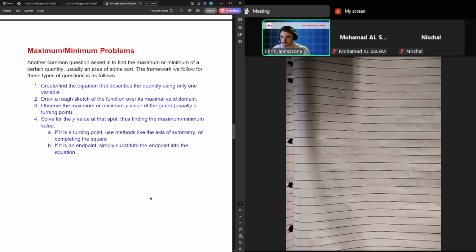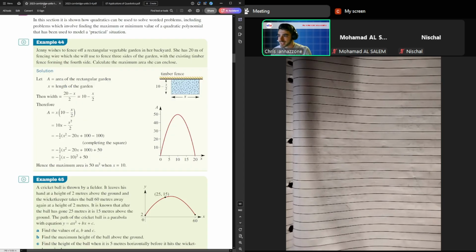Once you have that graph, you can pretty quickly observe where your maximum or minimum is. All you want to do is solve for the y value at that spot. In this case, we are talking about quadratics, so that's the same thing as finding the turning point of your quadratic. You have a whole bunch of methods to achieve that. You've got completing the square, you've got axes of symmetry. If you have x-axis intercepts, you could find the midpoint of those as well. There's basically whatever method suits your fancy. So let's have a look. In this case, we are just given some information, and the idea is that you would create your own little picture of what's going on there.